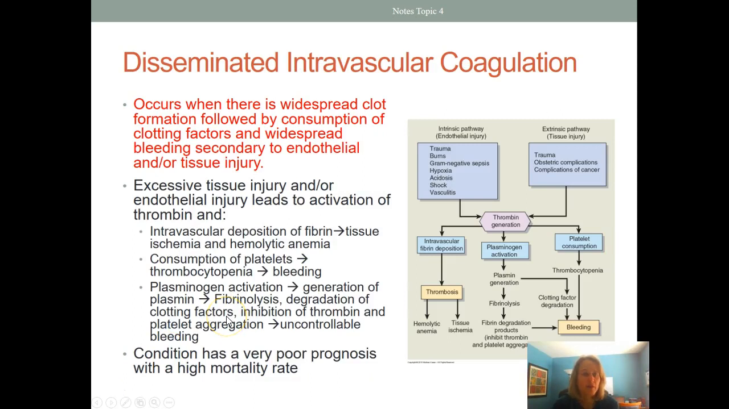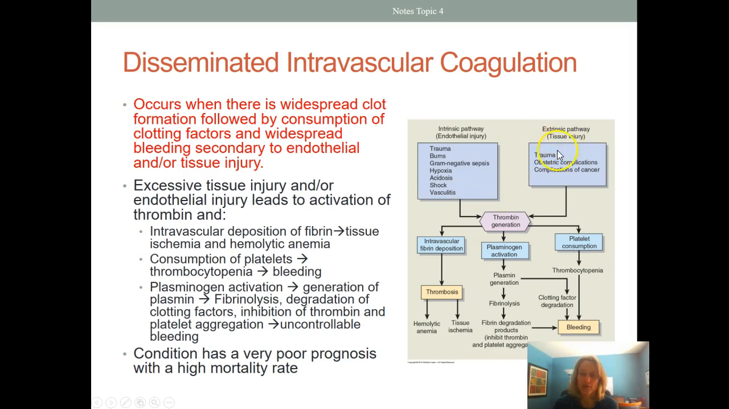Okay, the last topic we're going to talk about is disseminated intravascular coagulation, or DIC, sometimes called death is certain. This is a combination of excessive widespread clot formation followed by consumption of clotting factors and then widespread bleeding. And this is secondary either to endothelial injury via the intrinsic pathway or tissue injury, or both. So endothelial injury may occur as a result of trauma, burns, sepsis, hypoxia, acidosis, shock, or vasculitis.